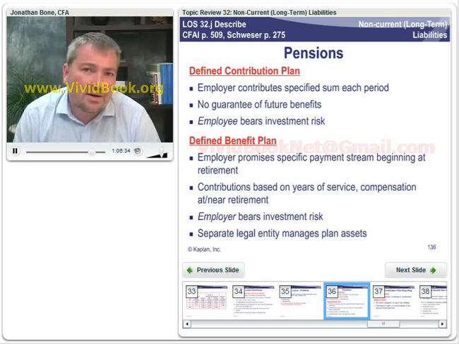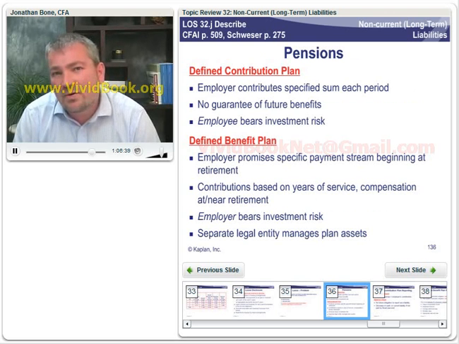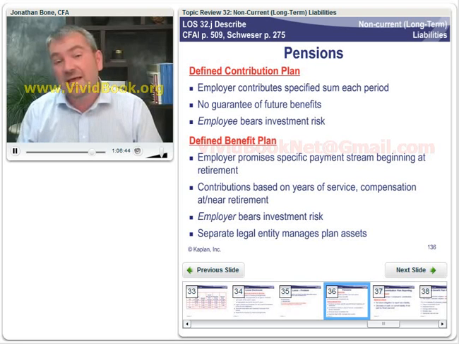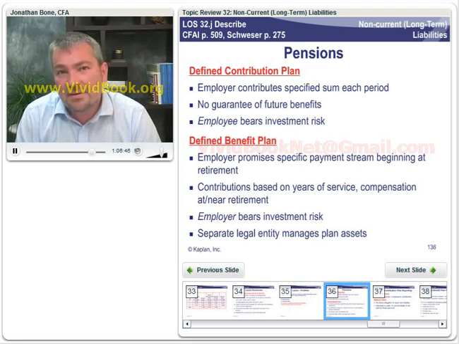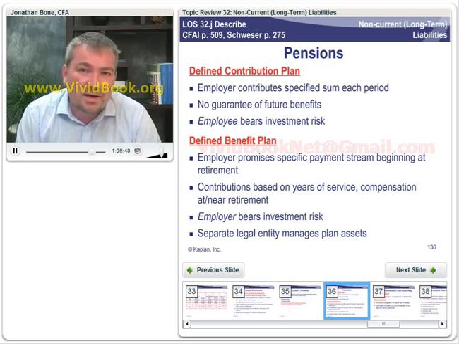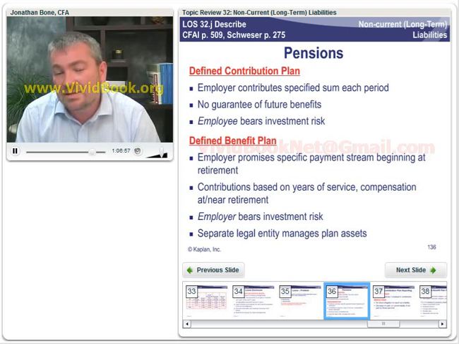So let's start off with defined contribution plans. Here the employer is just agreeing to contribute a specific, normally percentage of your salary into your pension plan each period. Now what that buys you when you retire, quite frankly, is your problem. So it's the employee's problem. There's no guarantee from the employer about future benefits. All they're doing is agreeing to, let's say, contribute 10% of your salary into a plan for each year that you work. So the key is the employee has all of the investment risk.